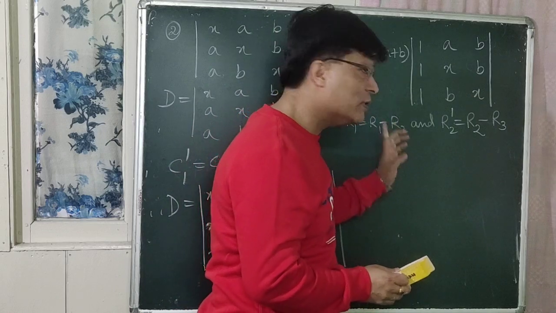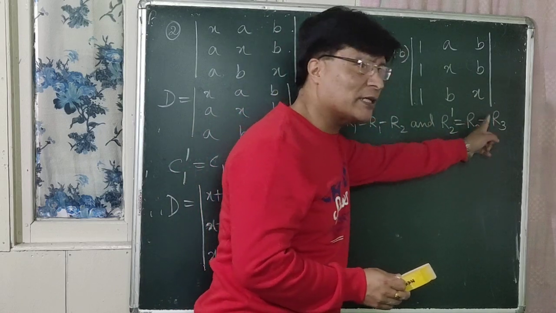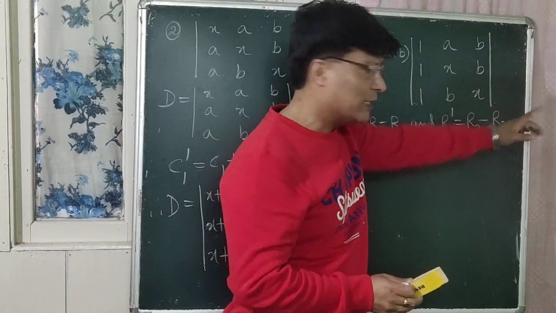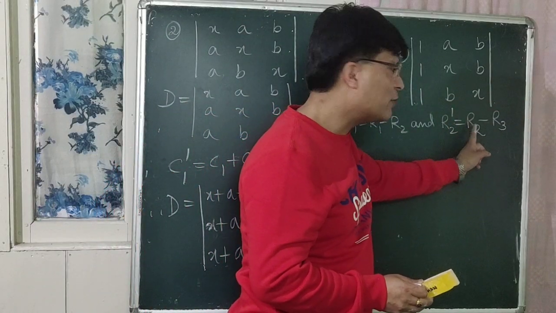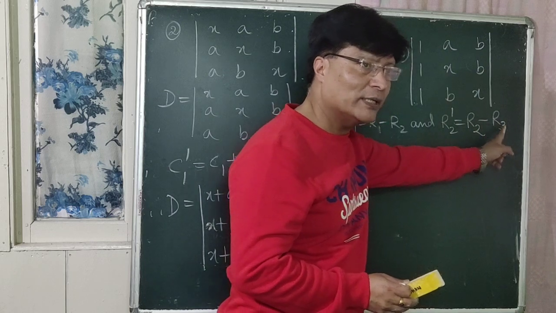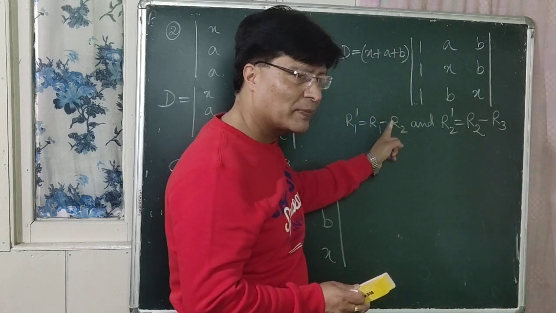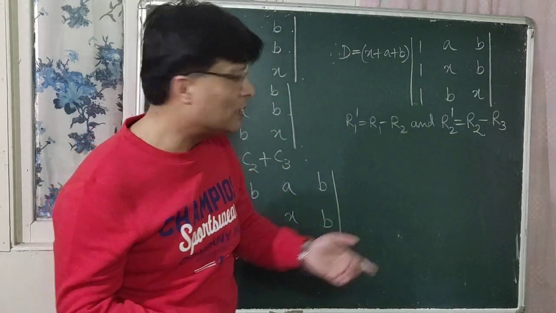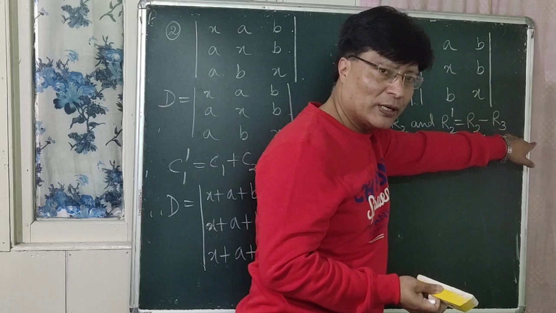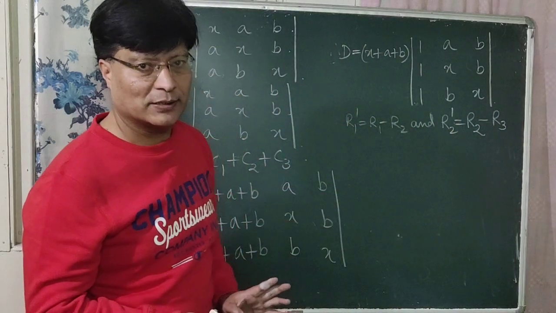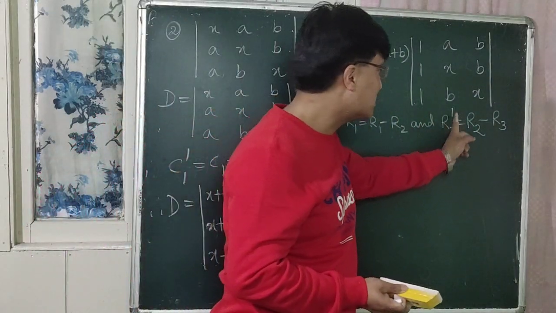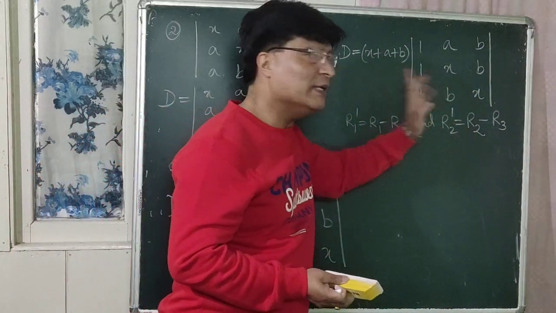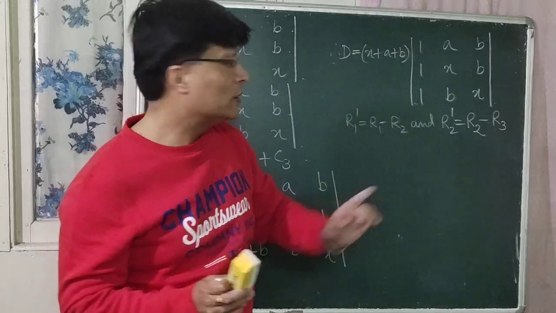As I said before, if it is R1 dash, then first R1 itself comes. Okay, so writing R2 first and R2 minus R1 is not allowed; that is the wrong way of writing the property. If it is R1 dash, then what should be written first? R1 itself should be written. So this is R1 minus R2. Now again, row 2 is changing: R2 dash is equal to, since R2 dash is written there you have to write R2, minus R3.